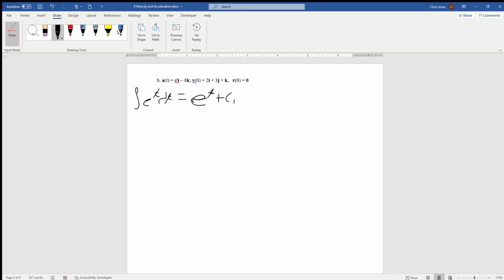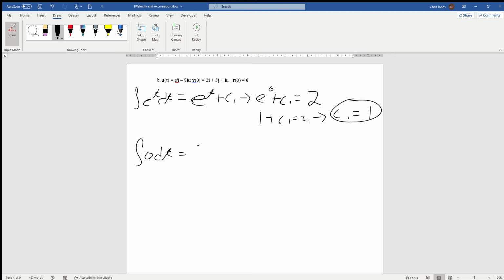Okay. And when we substitute 0 back in, e to the 0 plus c1 is equal to 2. Right? And hopefully it's clear that c1 is going to be equal to 1, because this would be 1 plus c1 is equal to 2, which means c1 equals 1. Right? So we're going to hold on to that. There's no j term, so that means we just get a c2, and c2 is going to be equal to 3.